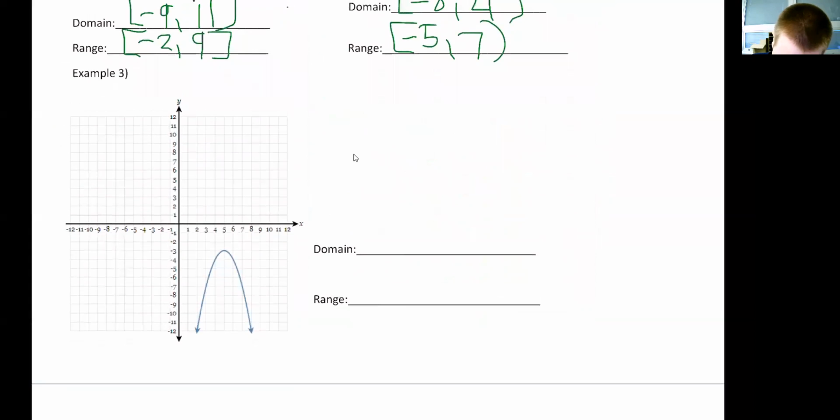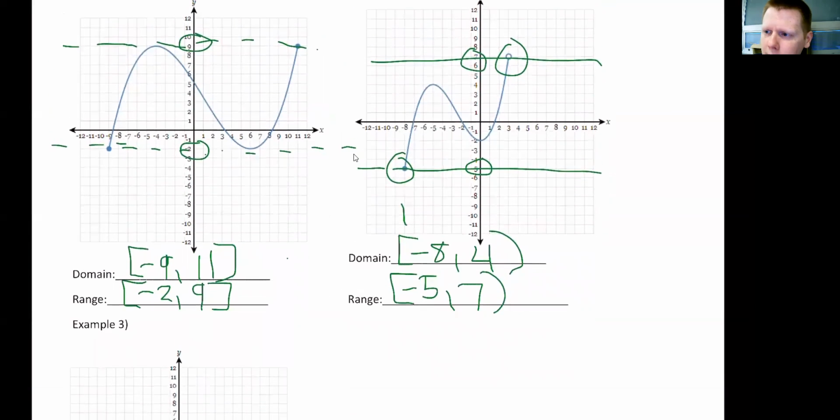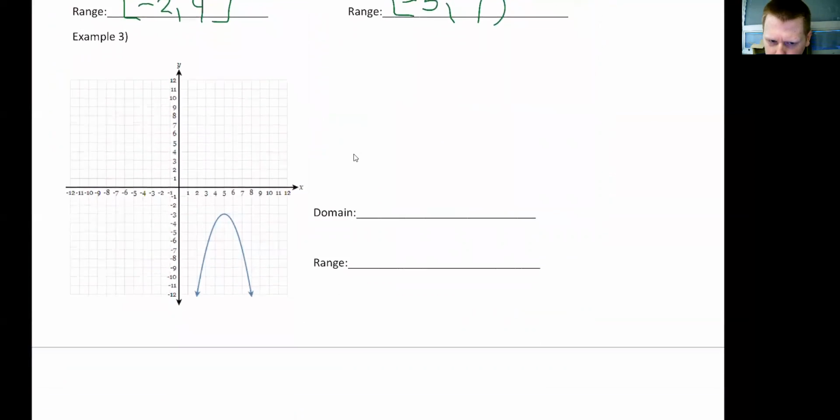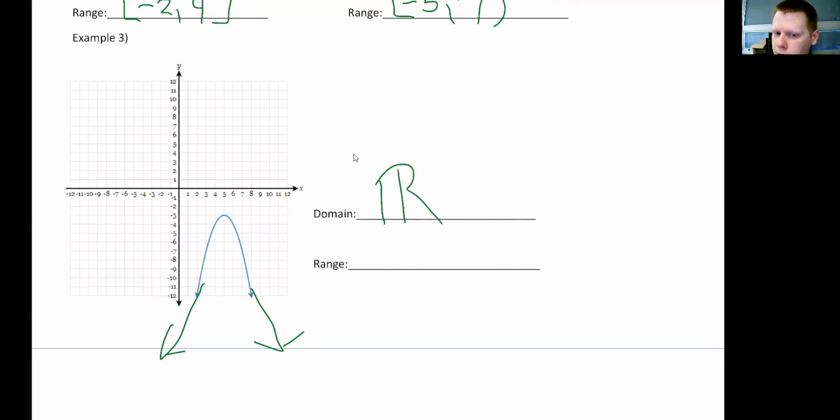But one thing you can see with graphs is sometimes they go on forever. Sometimes your graph has a beginning and an end, like this. But sometimes, like in this graph, it just goes down straight forever. So for domain, remember, you're thinking about how far your graph goes left or right. This graph goes to the left forever and to the right forever. So basically, it's going to include everything. It goes both directions forever. That's where we could use our special symbol. That would be all real numbers.